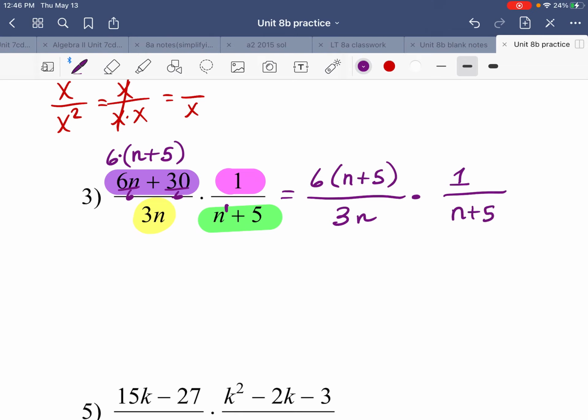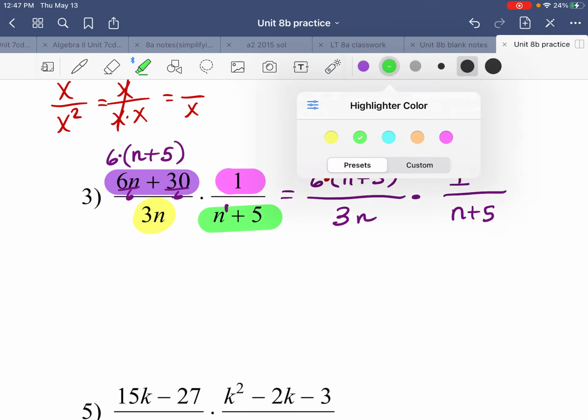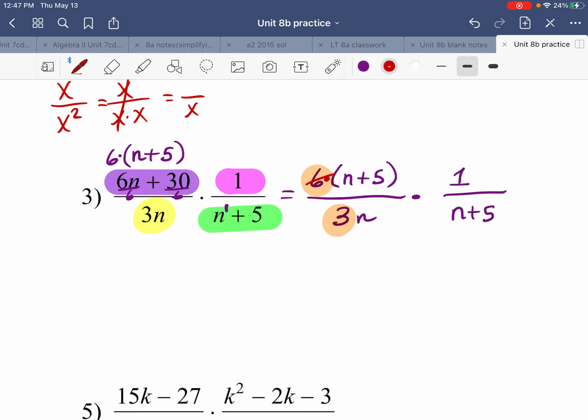All right, now everything's factored. The next step is to look at every factor in the numerator and compare it to the denominator, see if we can reduce anything. So we look at the monomial 6. That's a monomial factor, and there's a monomial factor 3 in the denominator. So 6 over 3 can reduce, divide them both by 3, to 2 over 1.